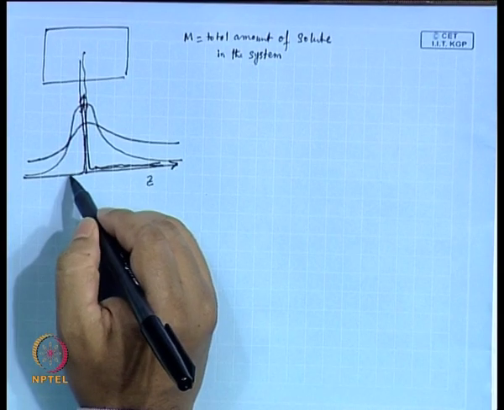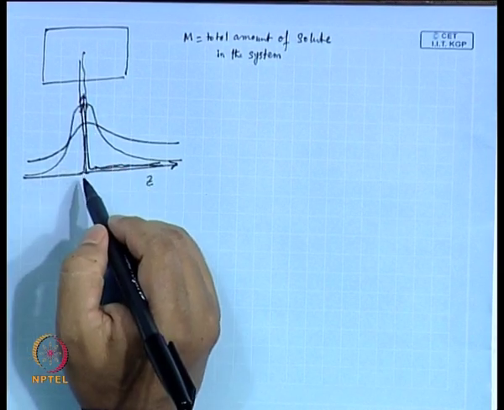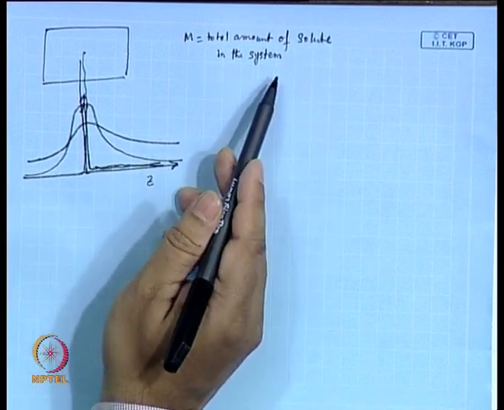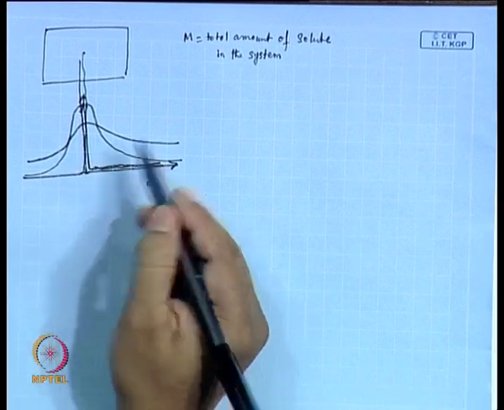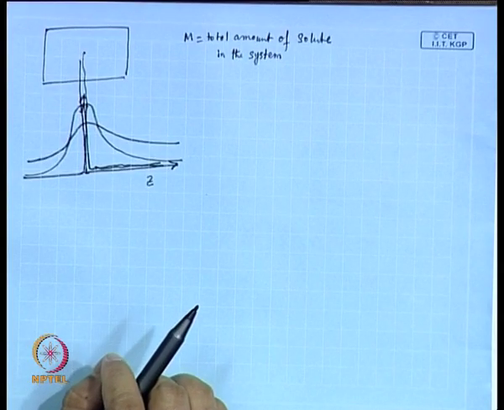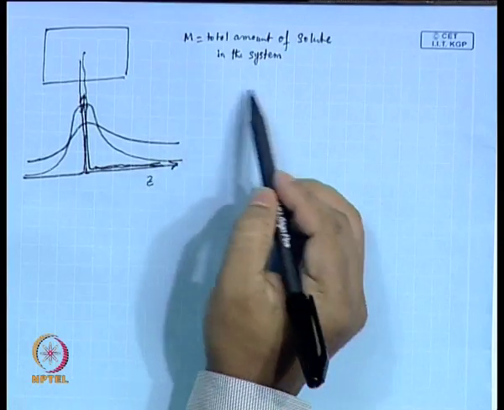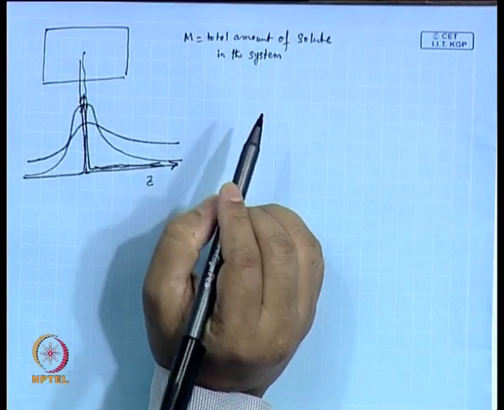So, the Dirac function has to take care of this aspect. Even if you have a Dirac function, even if you have 0 everywhere except at the origin, the area under that curve as well has to correspond to the total amount of solute in the system. The area under the curve remains the same, because you are not importing any solute from outside; it is that original spot which is spreading out. So, the integral of the Dirac function is equal to 1, otherwise you cannot satisfy the total amount of solute in the system. So, that has to be satisfied.